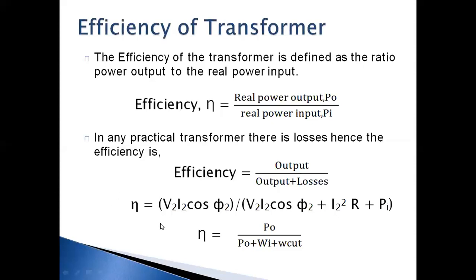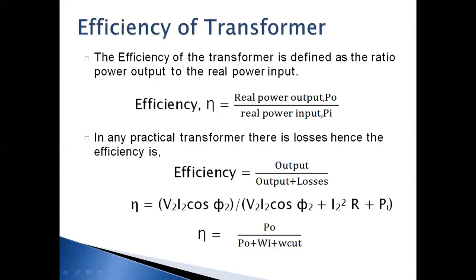So the efficiency is nothing but V2 I2 cos phi 2, that is the output power from the secondary side, divided by V2 I2 cos phi 2 plus I2 square R plus Pi. That is, the output by output plus iron losses plus total copper losses. These two losses are the iron and the copper losses.